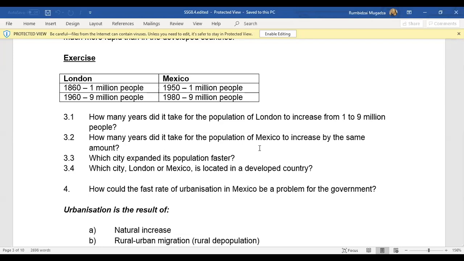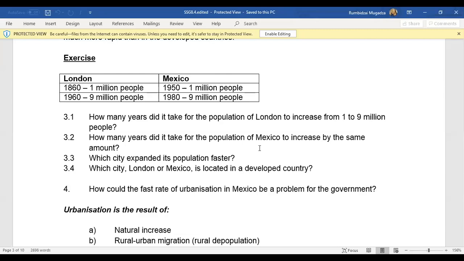30 years. Which city expanded its population faster? That's correct, it's Mexico. Within 30 years, there were 8 million people, compared to London, it took 100 years. 3.4, which city, London or Mexico, is located in a developed country? Is it London or Mexico?